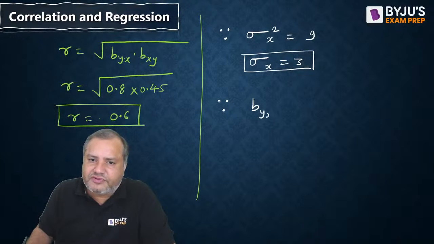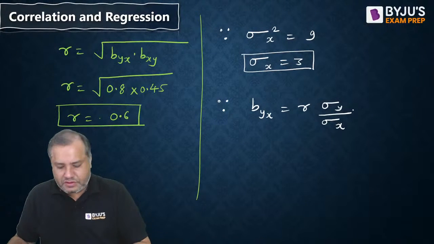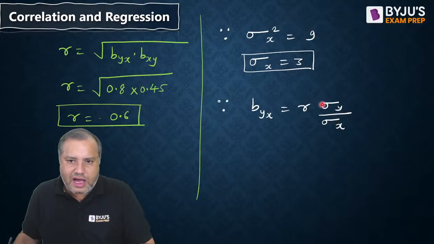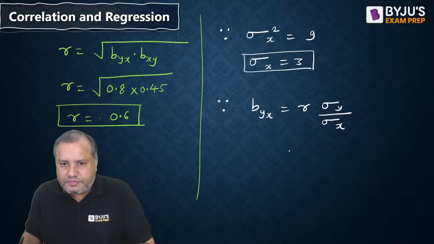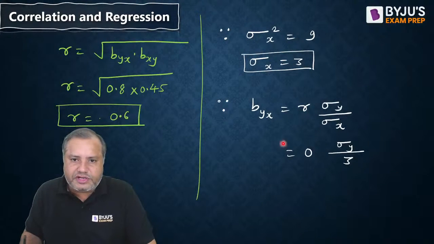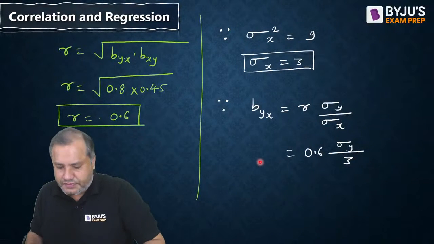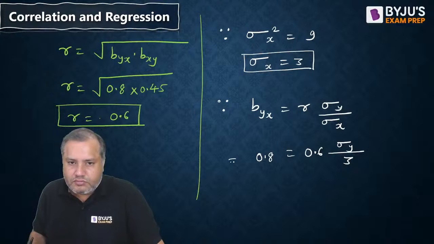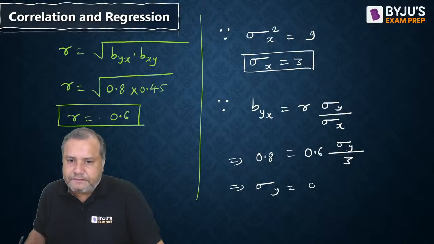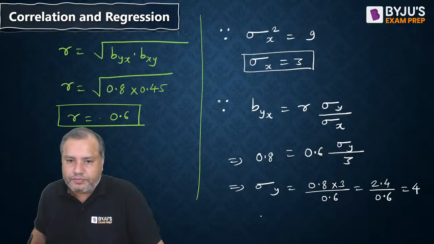Write the formula for byx or bxy, any one formula. byx is r sigma y upon sigma x. Sigma x is known, 3. Sigma y we don't know. r we just calculated as 0.6, and byx is 0.8. So sigma y will be 0.8 into 3 upon 0.6. So this is nothing but 4.